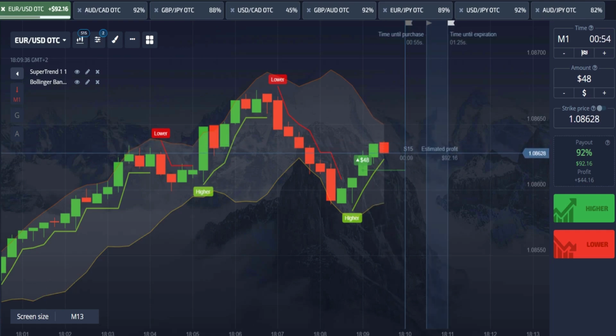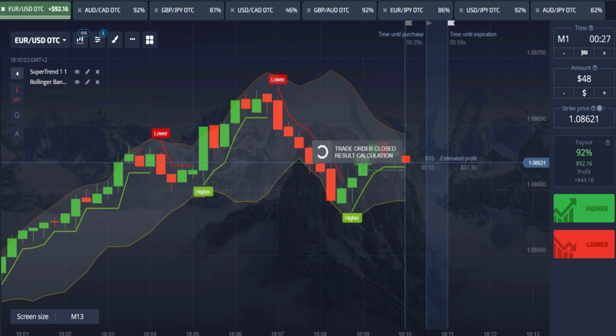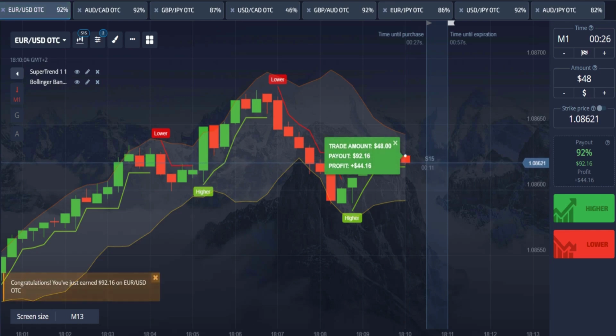Now, let's wait and see how this trade performs. Could it be another winner? Stay tuned to find out. Great news! We've won this trade too. This strategy continues to deliver excellent results when followed correctly. Let's keep going and look for more profitable trade setups. Stay tuned for more action.